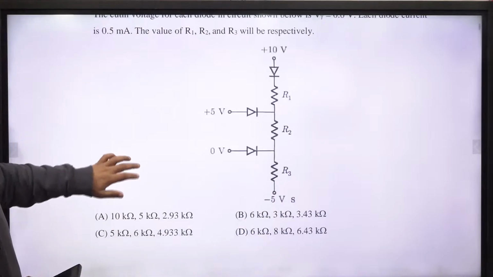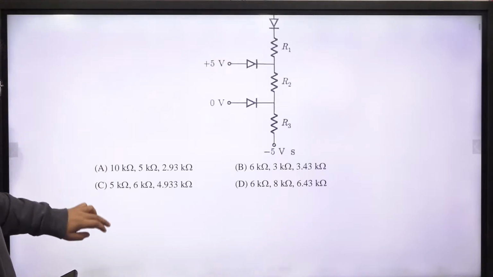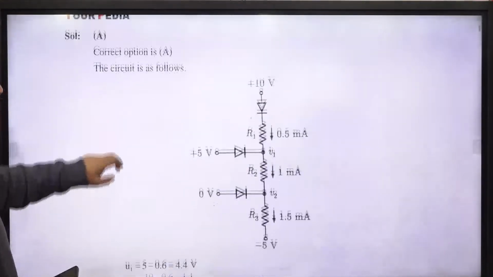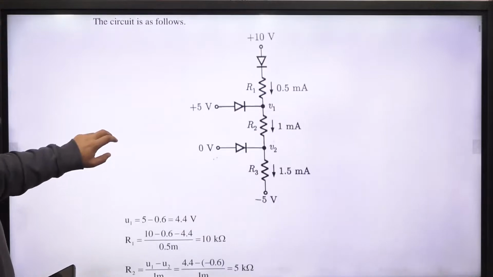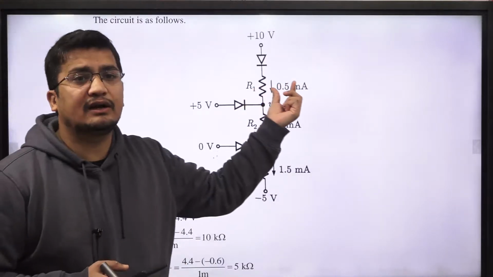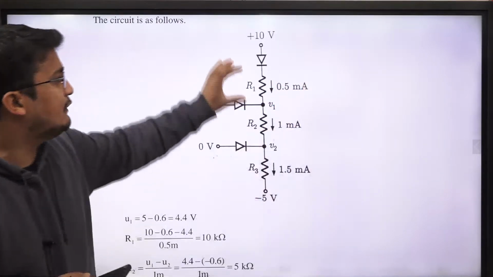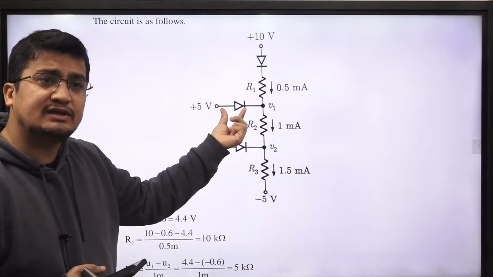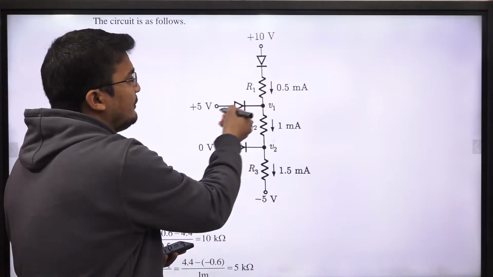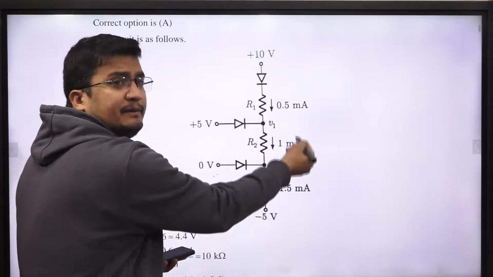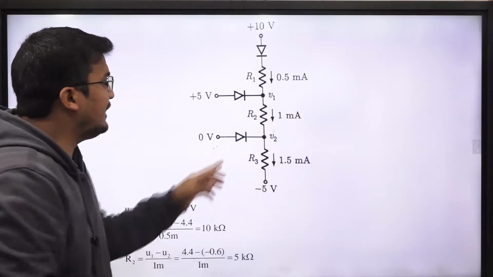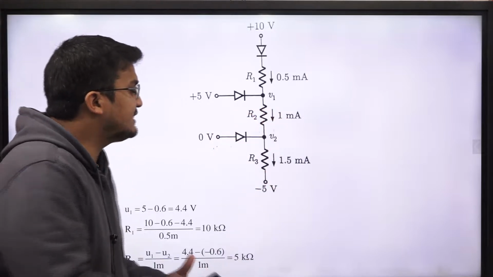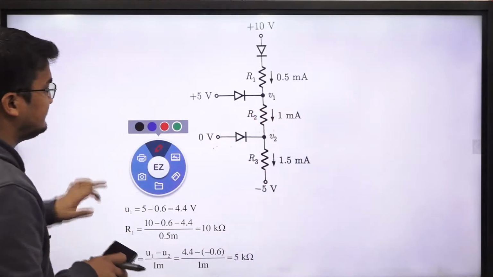In this question, the answer is A: 10 kilo ohm, 5 kilo ohm, 2.93 kilo ohm. If I go for the solution, you can see this will be the exact solution. It is mentioned that each diode current is 0.5 milliampere. One diode was here, so the current will be 0.5 milliampere. One diode was here, so 0.5 coming from here and 0.5 from here will sum up to 1 milliampere. Similarly, one diode was here with 0.5 coming from here, so 1 plus 0.5, this current will be 1.5.